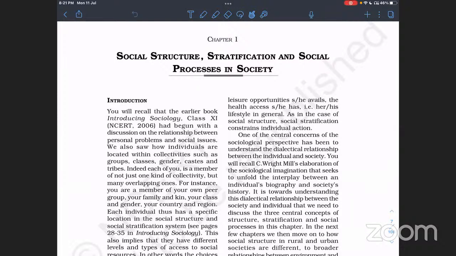In regular classroom discussions, we will start talking about definitions. This is the definition of social structure. This is the definition of social institution. This is the definition of social stratification. We will do it later. Now try to understand social institution.